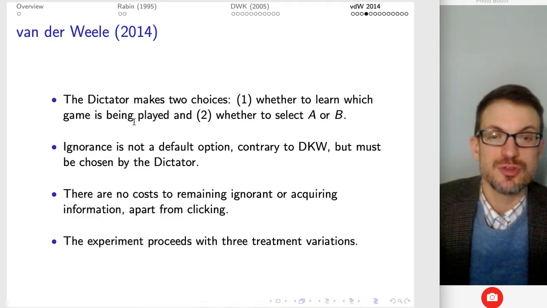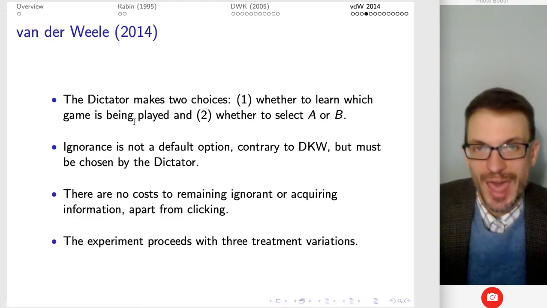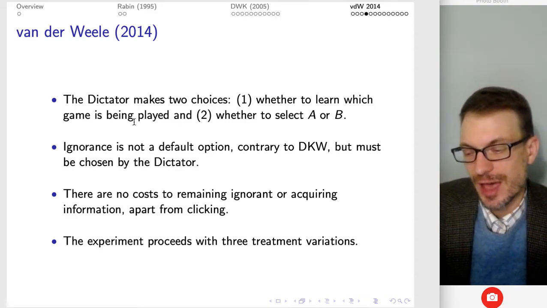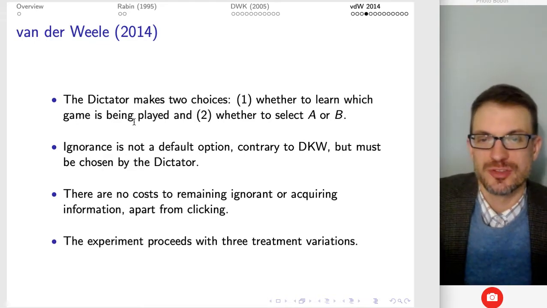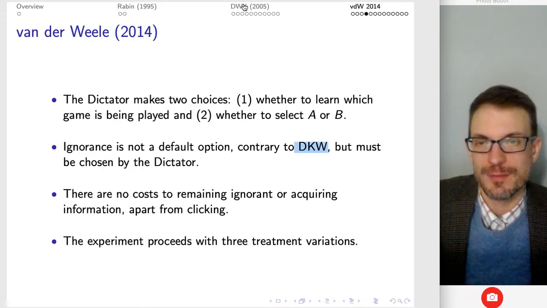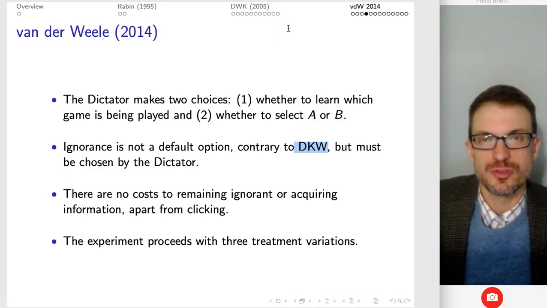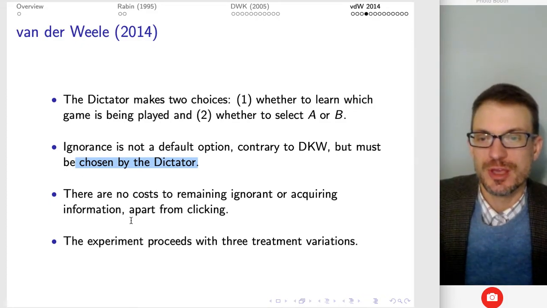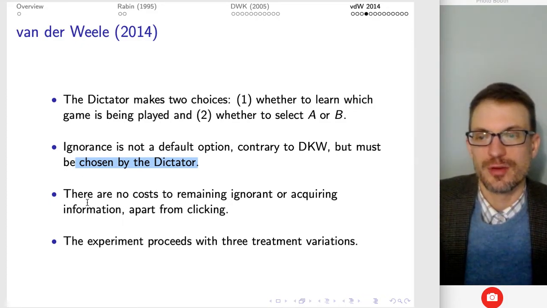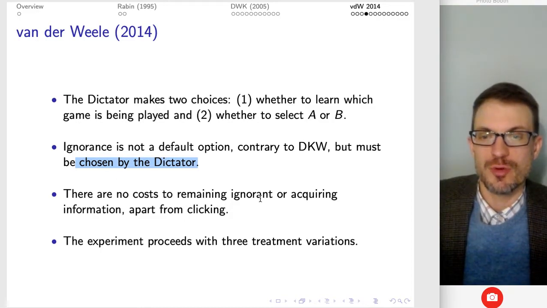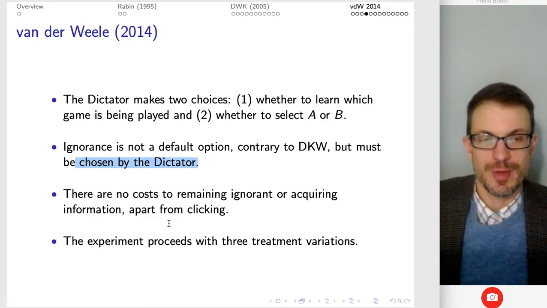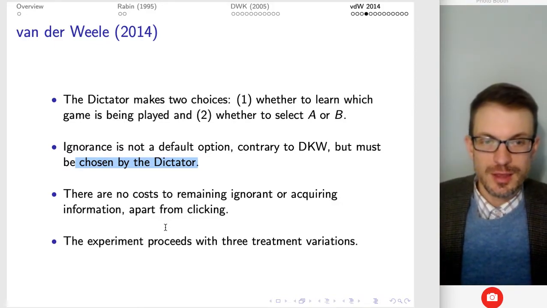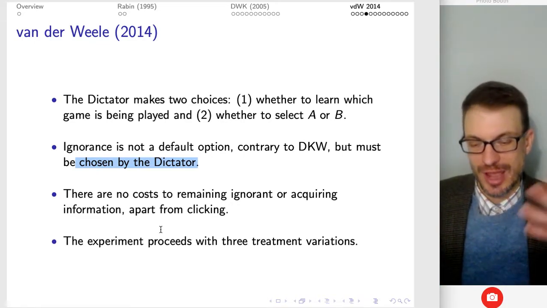Now the dictator is going to make two choices. They're going to choose whether to learn which game is actually being played and then whether to select A or B. So here, ignorance is not a default option like in the DWK paper, where ignorance was a default option. Here, ignorance must actually be chosen by the dictator because they're forced to choose one or the other. Now, in this van der Weel paper, there's no cost to remaining ignorant or acquiring information, no monetary or payoff cost, but you do have to click through. And so that can have an effect, right? Because now you've got people actually making an active choice.